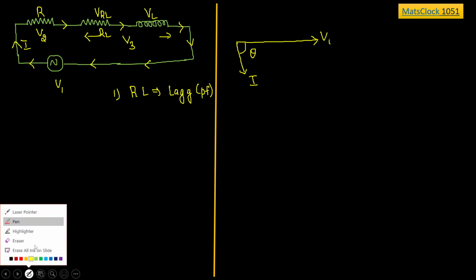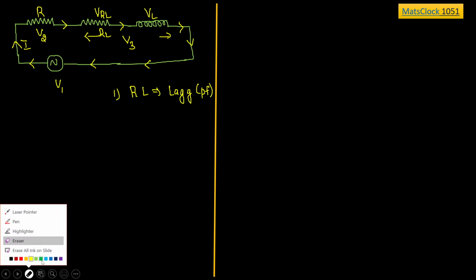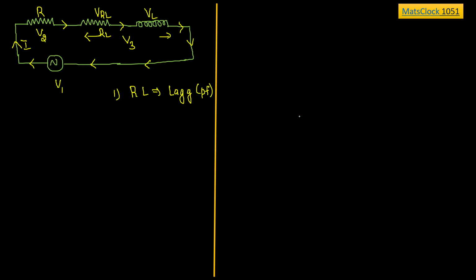Okay, one minute. I will try to create some space, we have to keep all the components now. So let me draw somewhere here. This is voltage V1 and this is current I, and they have a certain phase angle theta. This is the basic thing I have understood from the given data. This is a lagging network, so definitely the current will be lagging the voltage.